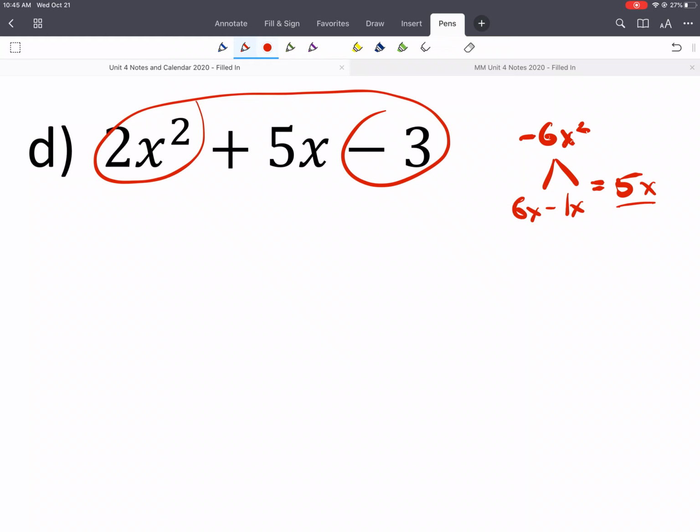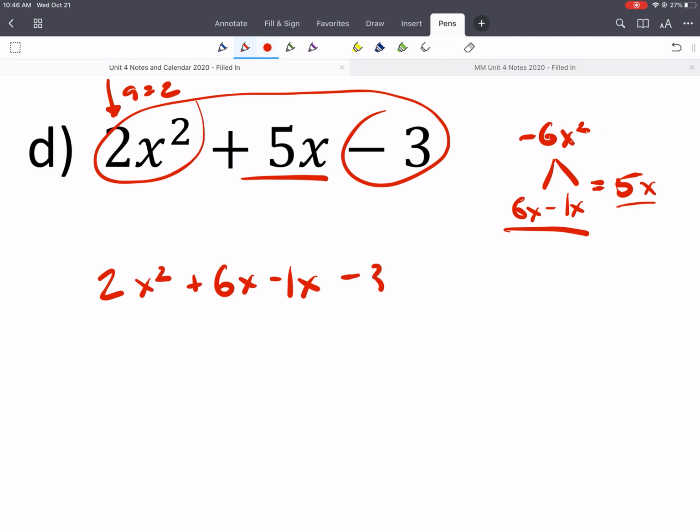So can we use the shortcut? No, because a is 2. So we'd need to substitute that middle term in. So 5x is equal to 6x minus 1x. And then we'd need to do grouping.